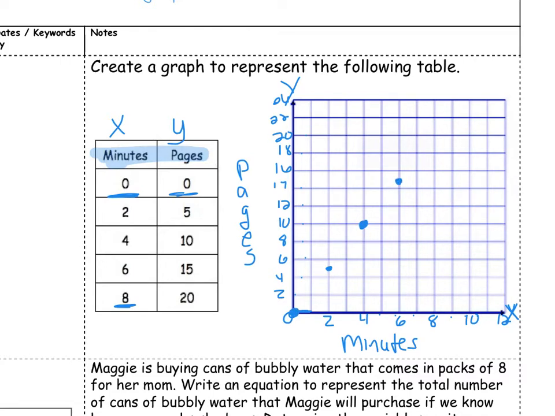And hopefully you're seeing that it makes a straight line. At 8, there were 20. And then you're going to connect it with a straight line all the way up like that. So again, to recap, x independent horizontal, y dependent vertical.